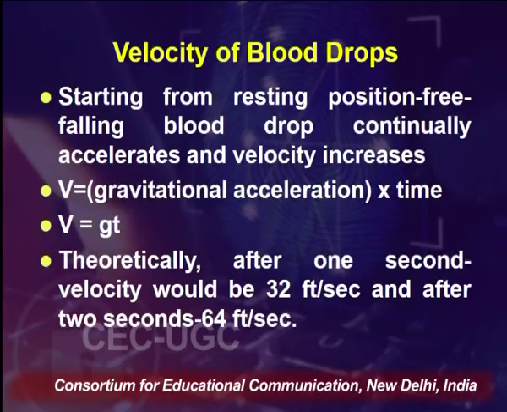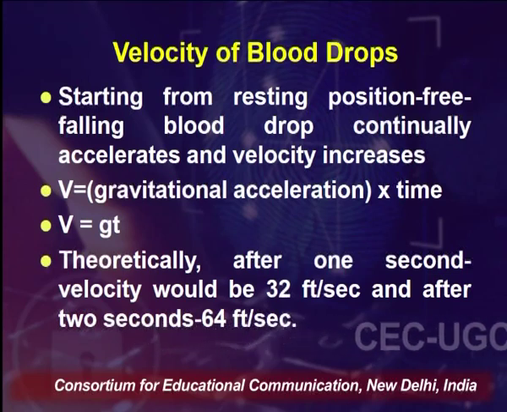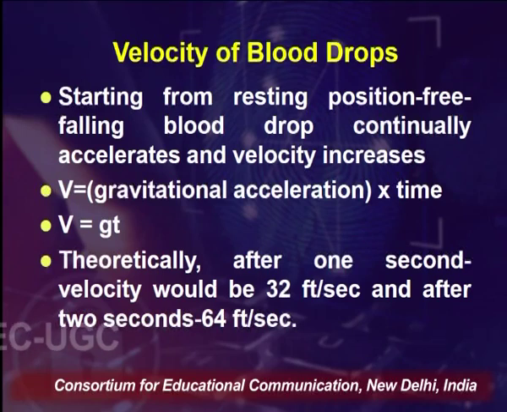It depends upon the distance covered by the blood drops. The velocity of blood drops depends on starting from the resting position. A free-falling blood drop continually accelerates and its velocity increases. Velocity is equal to gravitational acceleration multiplied by time, v = gt. Therefore, after 1 second the velocity would be 32 feet per second, and after 2 seconds the velocity will be 64 feet per second. So velocity is directly proportional to the gravitational acceleration as well as time. As the time increases, the velocity increases. The first drops will be nearer, and the second drops will travel faster, depending upon where the first drops have travelled.